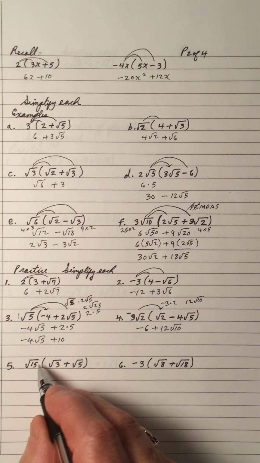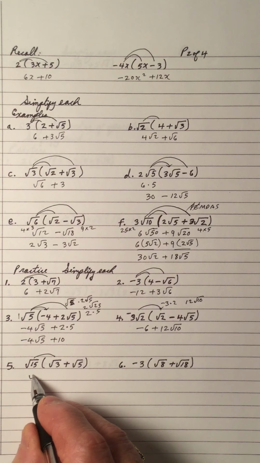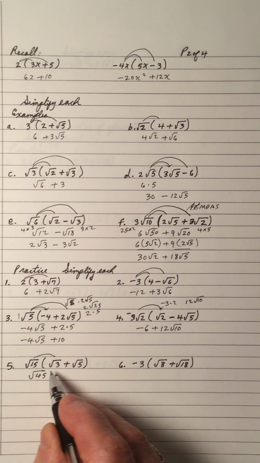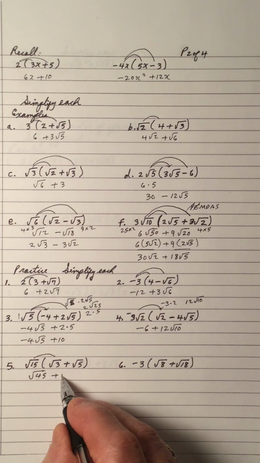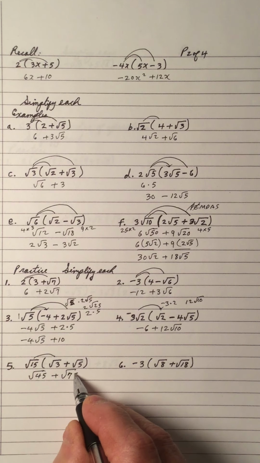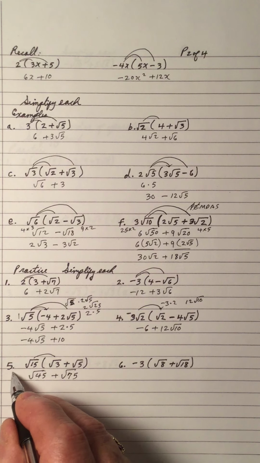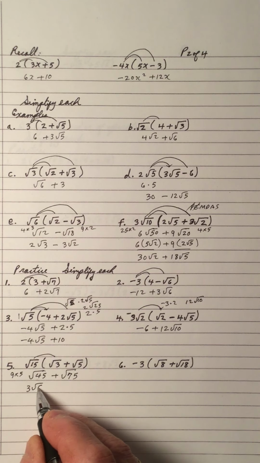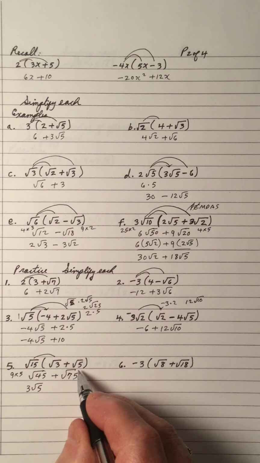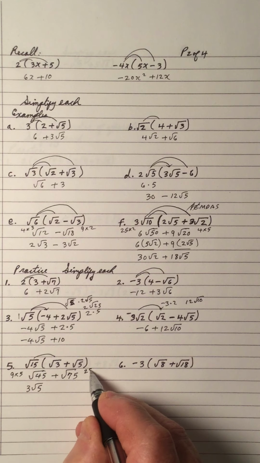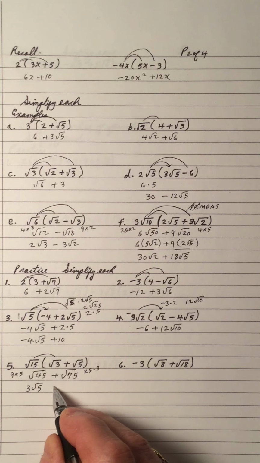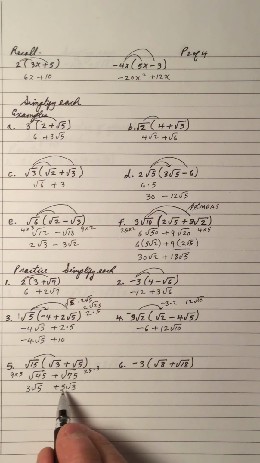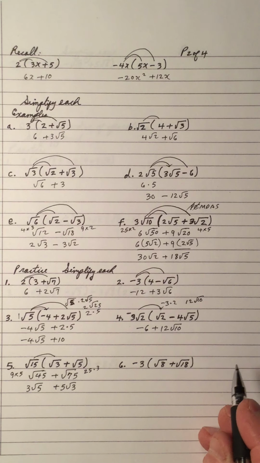Number 5, root 15 times root 3 is the root of 45, plus root 15 times root 5 is the root of 75. 45 is 9 times 5, so that's a 3 root 5. And 75 is 25 times 3, so that's 5 root 3. And you can't add these because they're not like radicals.